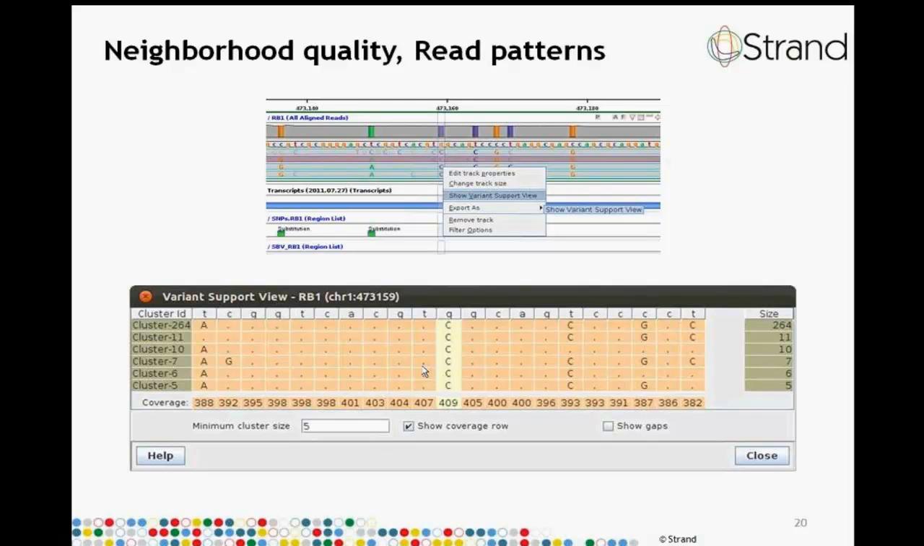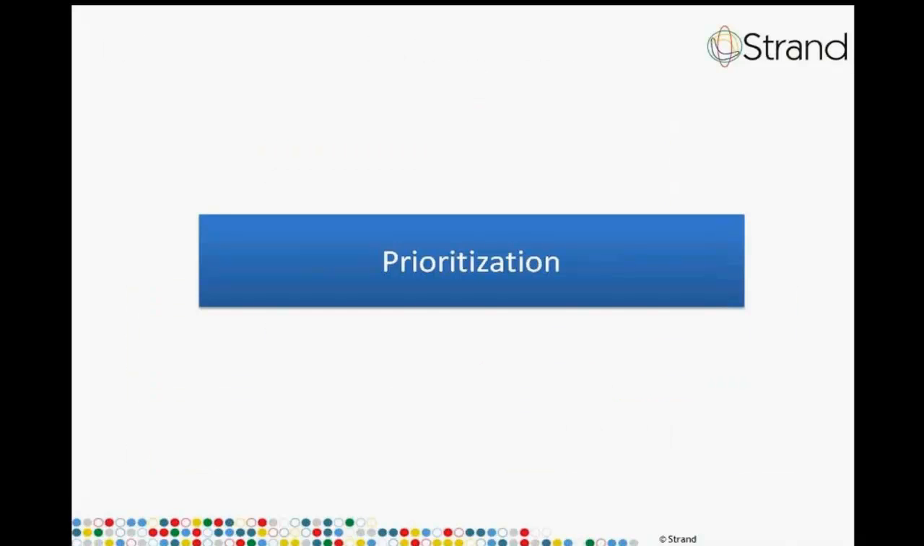This is helpful for visualizing the neighborhood quality. Is there a lot of noise? Are there other SNPs present in the vicinity of the SNP, etc. So those are the two primary ways of visualizing SNPs and verifying them.